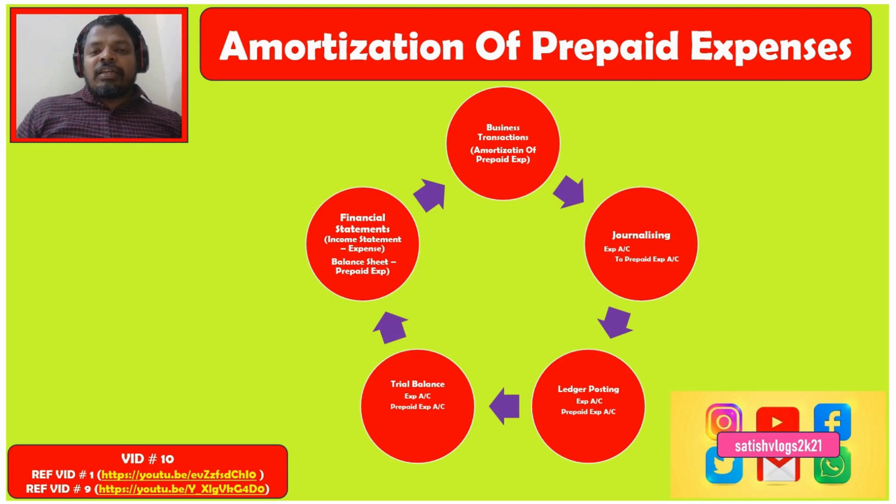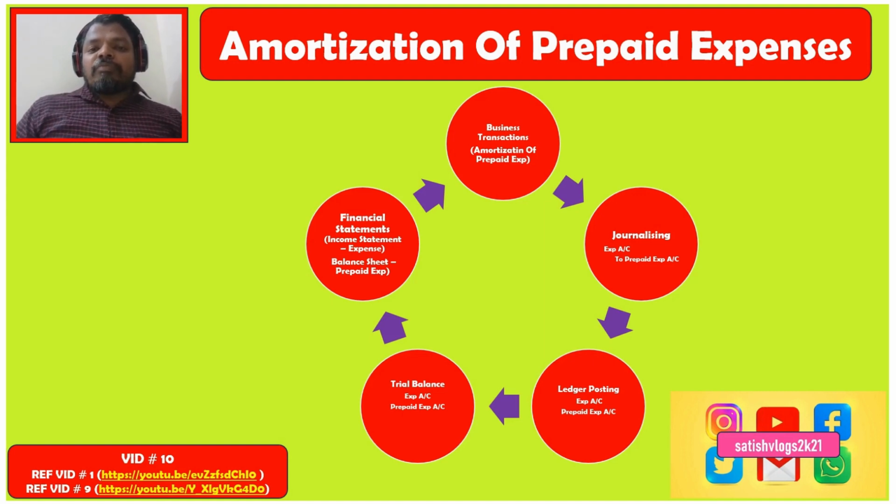As mentioned earlier, I would be explaining my concept considering the phases of an accounting cycle. The first phase of an accounting cycle is the business transaction, which is nothing but the amortization of prepaid expense. Hope this is clear. Now let's move to the second phase of my accounting cycle, which is the journalizing phase. What is a journalizing phase? For the business transaction, the journal entries would be created in this phase.